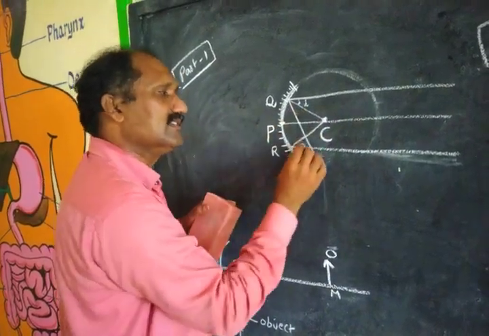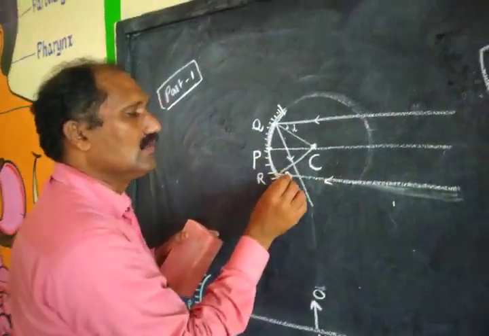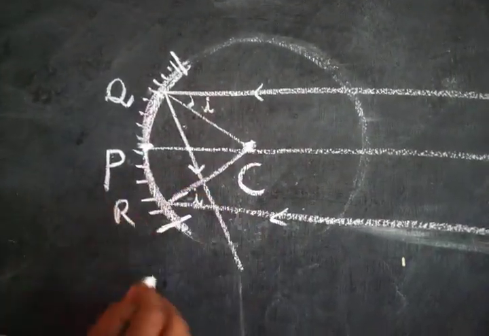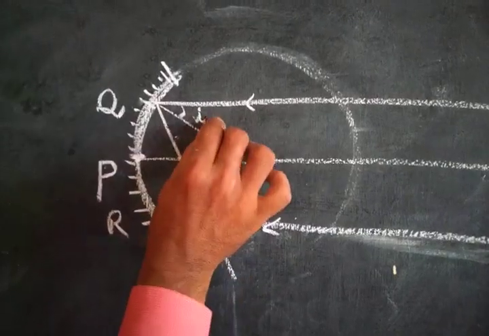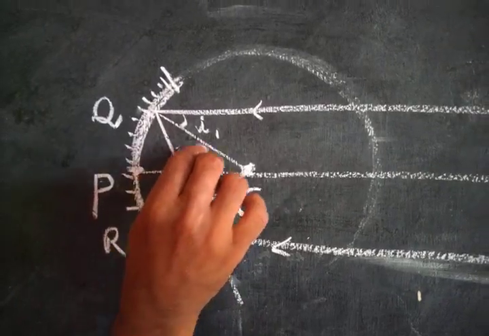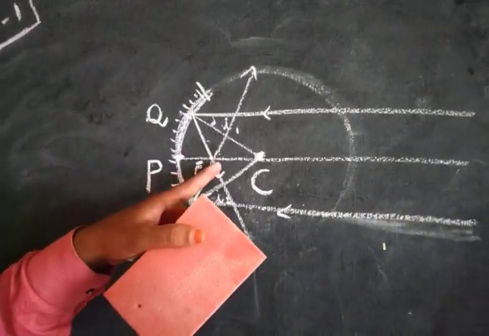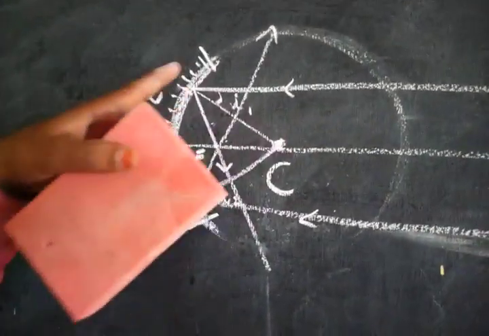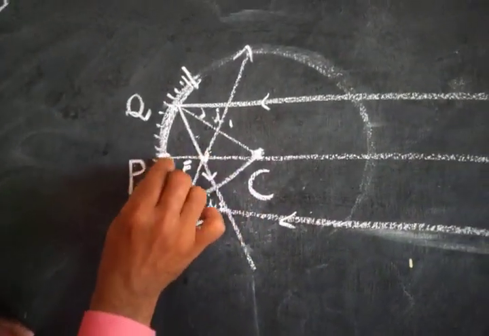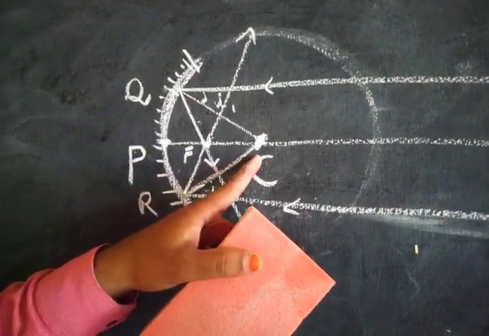That's why it is reflected through this angle, and this ray also has to be reflected with an angle equal to its incident angle. Here this is I1, this is I2. It also should be reflected through the I2 angle, and both meet at F. This point is called the focus of this concave mirror. This focus F is the midpoint of P and C.